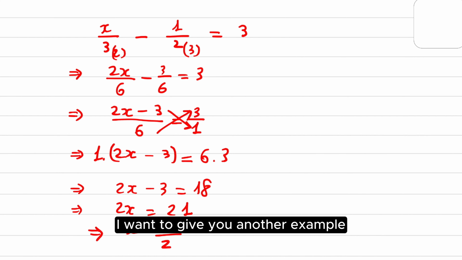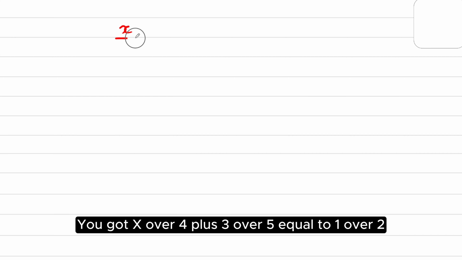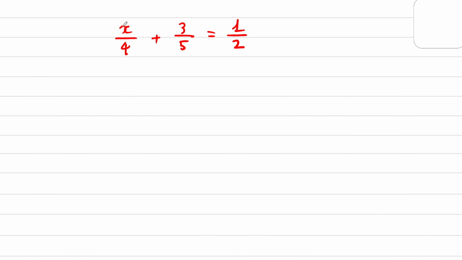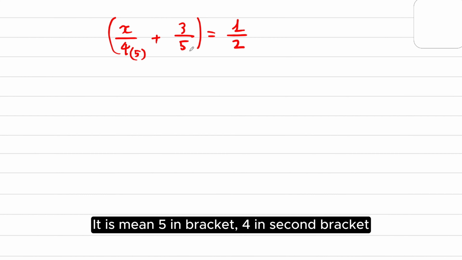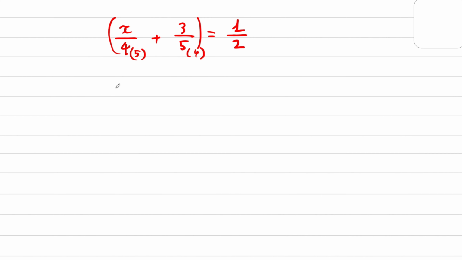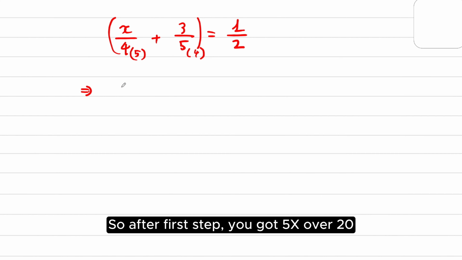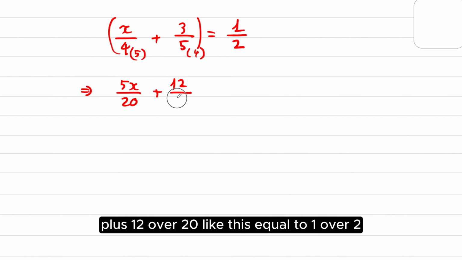I want to give you another example before you move on to practicing. You have x over 4 plus 3 over 5 equal to 1 over 2. Okay, how about this one? First, I want to simplify the left-hand side. It means 5 in one bracket, 4 in the second bracket. So after the first step, you get 5x over 20 plus 12 over 20, like this, equal to 1 over 2.